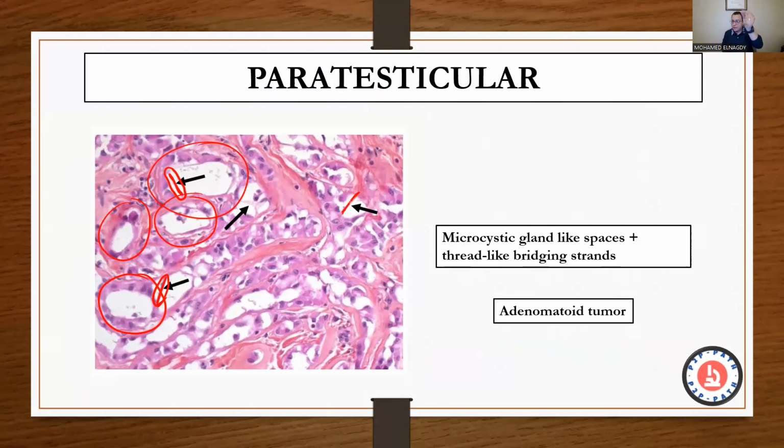It usually comes, I think, from the peritoneum in the paratesticular area. I believe so.